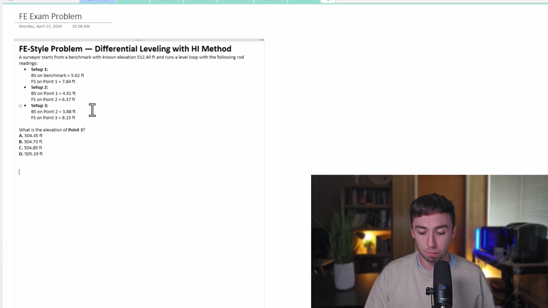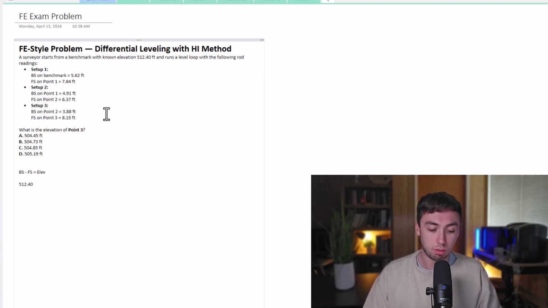We have to start at setup 1. And that elevation starts at 512.40 feet. Backsight equals 5.62 minus, and now we're going to go to the foresight, 7.84. What does that give us exactly? Negative 2.22. So then we take the starting elevation, which was 512.40. We're going to subtract that 2.22. We now have 510.18, and we move on to setup 2.